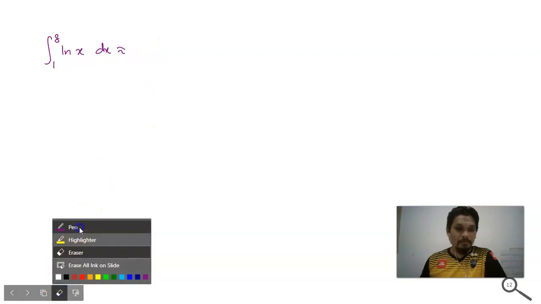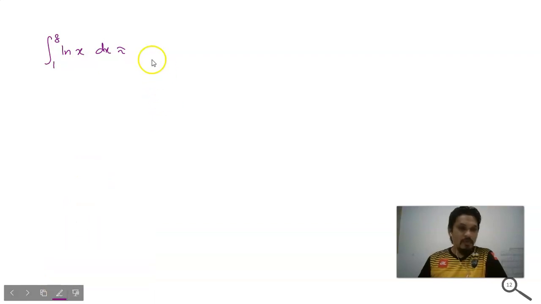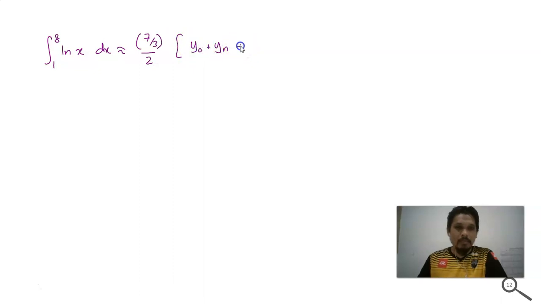Okay, h is 7 over 3, so h over 2 is 7 over 3 multiplied by 1 over 2, so it becomes 7 over 6, times y0 plus yn plus 2 times y1 plus y2. Let's simplify this.